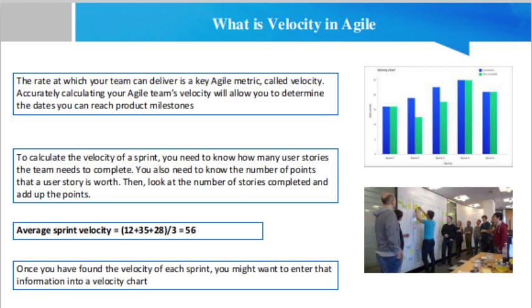So what is velocity in Agile? The rate at which your team can deliver is a key Agile metric called velocity. Accurately calculating your Agile team's velocity will allow you to determine the dates you can reach product milestones, or if you need to deliver a product, what date you should be able to achieve completion. Velocity will also help you avoid over-promising on deliverables for a client.